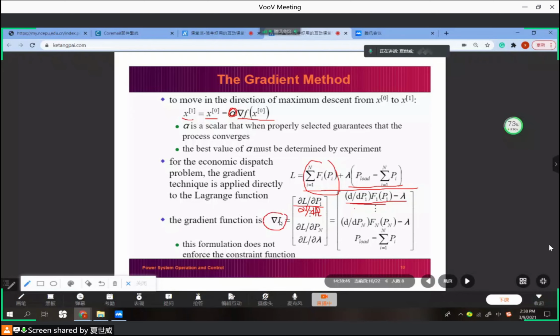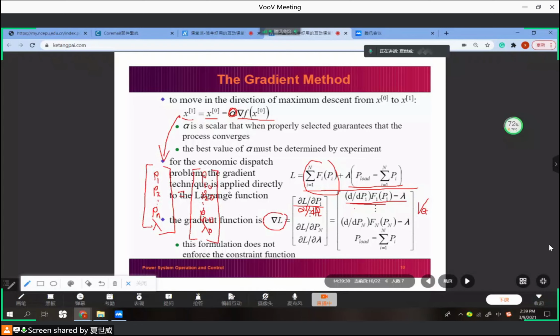The first order derivative of L is just a vector. It's just a vector. So we use this to update the variable. The variable will be just a vector. The variable will be P1, P2, until Pn, and lambda. This will be the variable. And you have an initial value P1 0, P2 0, until Pn 0, and this lambda 0.